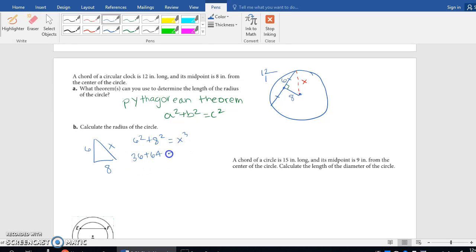36 plus 64 equals x. Oops, that's supposed to be squared. 100 equals x squared. Square root, 10 equals x. That is my radius.